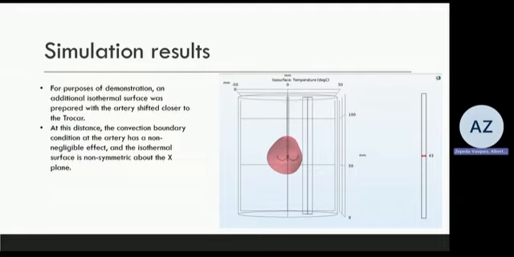Thus, it was observed that the heat distribution was influenced due to the convection boundary condition. And this is due to the artery being closer, causing this boundary condition to increase, resulting in an asymmetric volumetric change, which highlights the importance and the significant influence of boundary conditions. This concludes the results portion of our assessment. Now I will let Jacob continue with the conclusion.